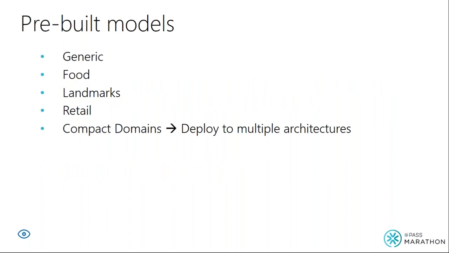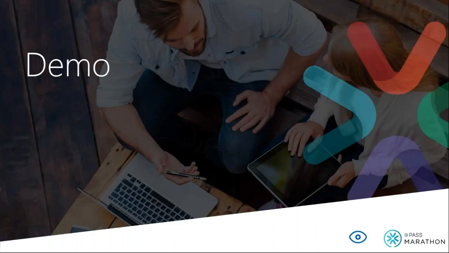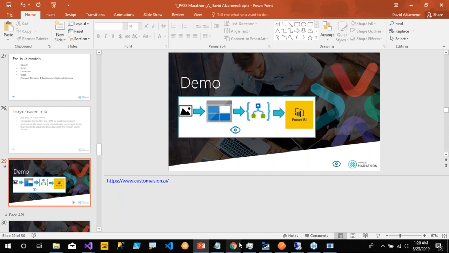It comes with some pre-built models that are optimized for some areas. The generic one is not optimized for any area, but you have the food, landmark, and retail models. You also have compact domains, and you're going to be able to deploy those compact domains to portable architectures, such as a Docker container. Let's jump into the portal.